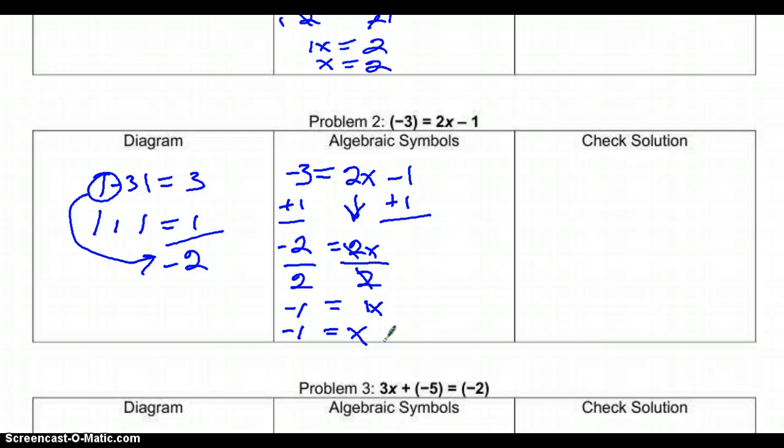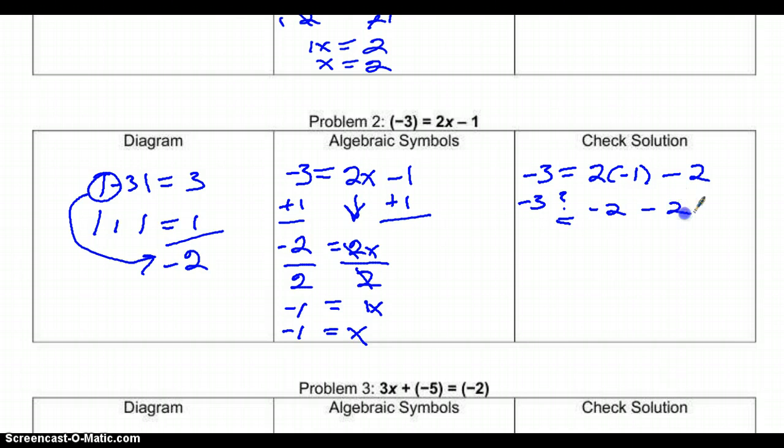Now I need to check it to make sure that what I just solved was correct, and I'll go back to my original equation, and here I have a negative 3 is equal to 2 times, and I said x was a negative 1, so I'm going to replace x with a negative 1, minus 1. Now we have these integer rules again that we must get into. A negative 3, we say, is equal to 2 times a negative 1, which is a negative 2, minus 1.